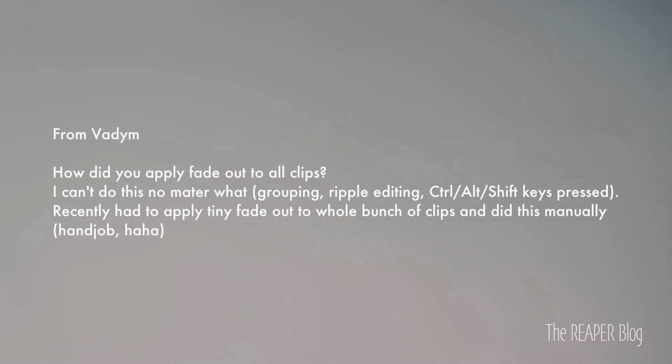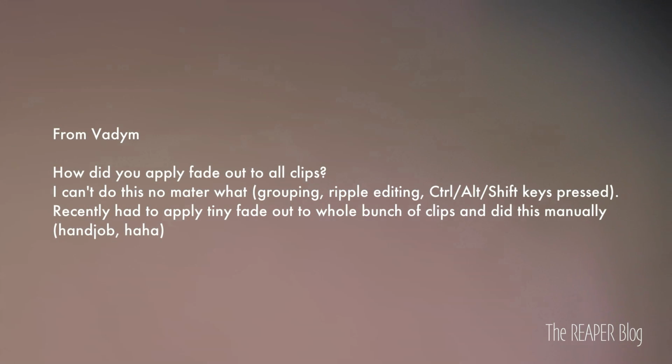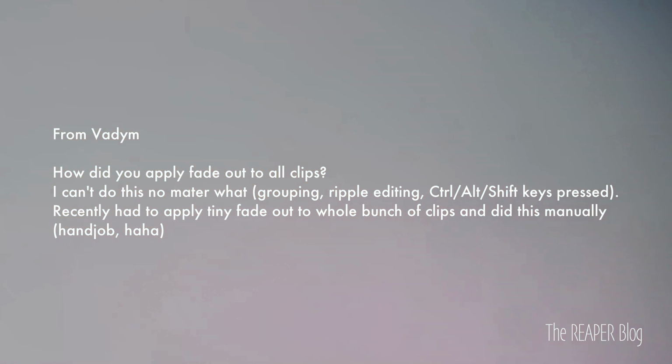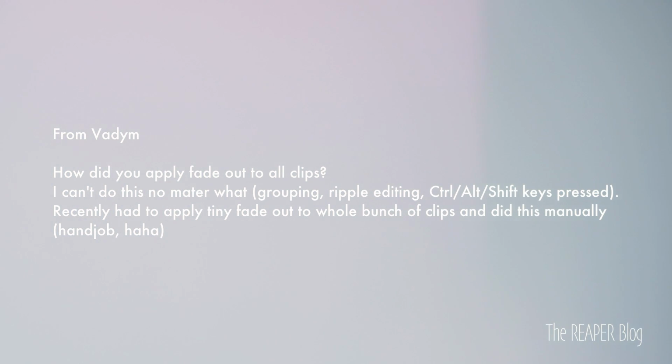Vadim asks, how do you apply a fade out to all clips? Can't do this no matter what. Grouping, ripple editing, Command, Alt, Shift, keys pressed. Recently had to apply tiny fade to a whole bunch of clips and did this manually.